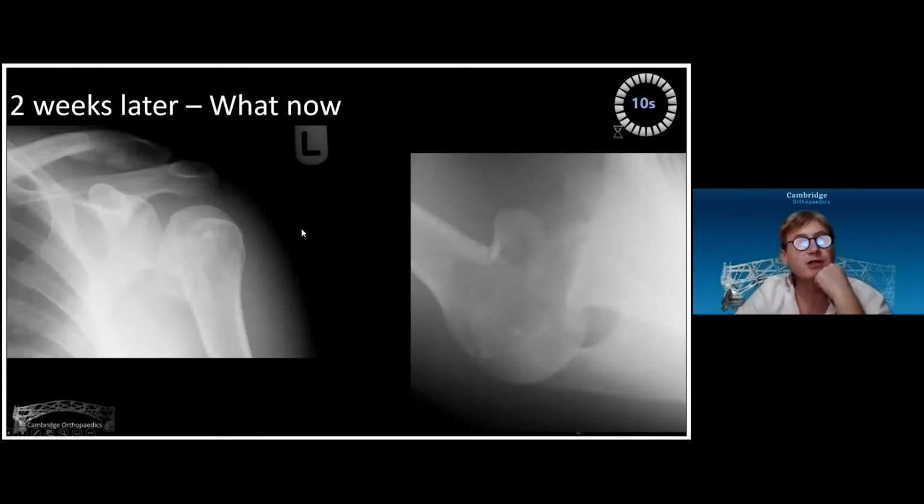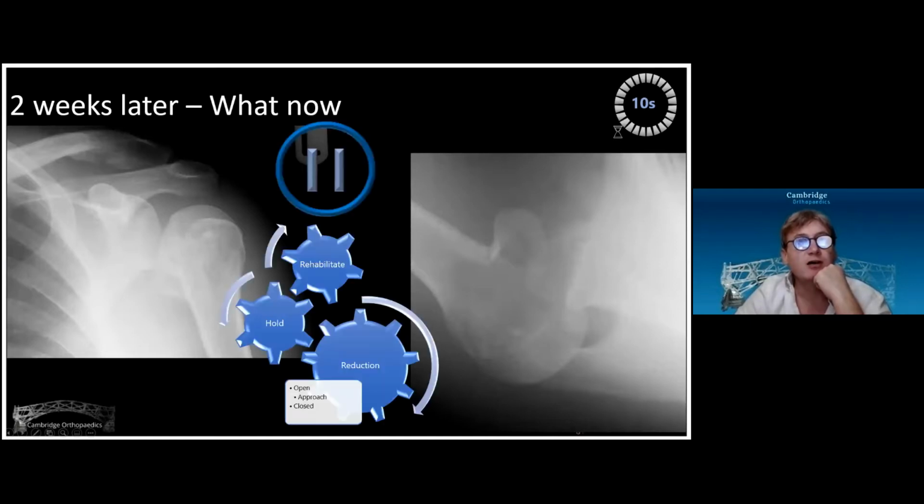So here we are with our patient. He's 2 weeks later. He's got a posterior dislocation of the glenohumeral joint. And what are you going to do now? Pause a little to think, how are you going to reduce this? Are you going to reduce it closed? Are you going to reduce it open? Are you going to do it in the ED or take the patient to theatre? And once you've reduced it, how are you going to hold it and how are you going to rehabilitate that patient?